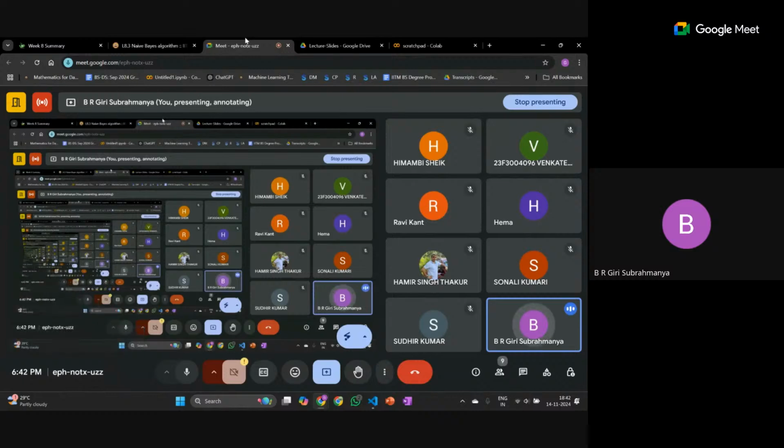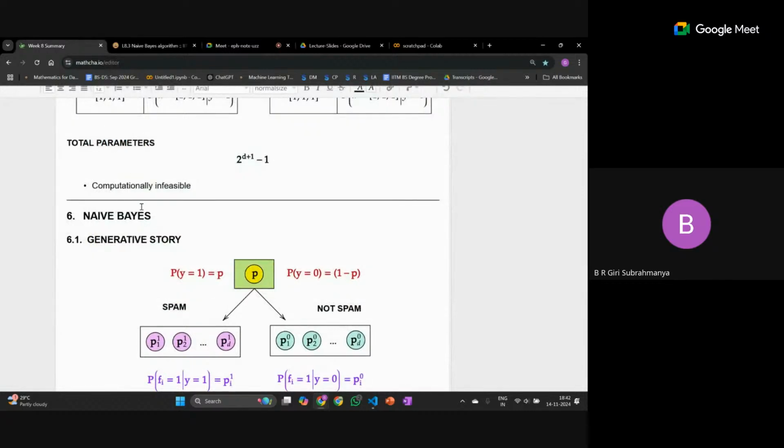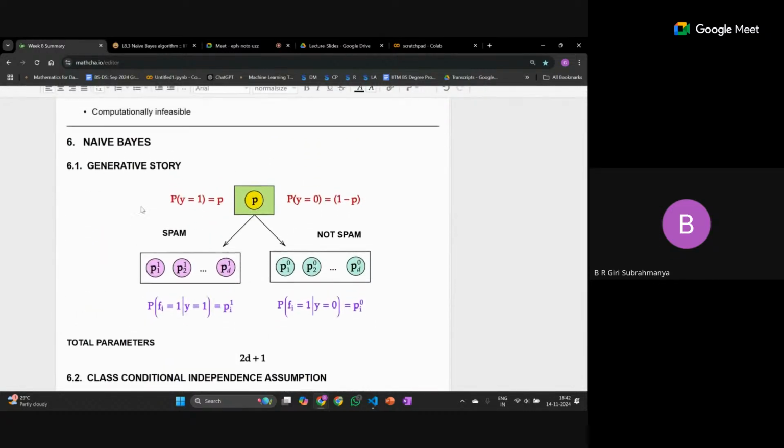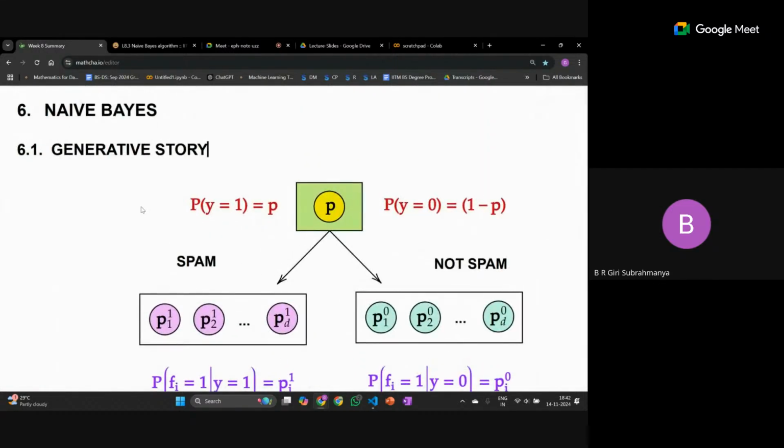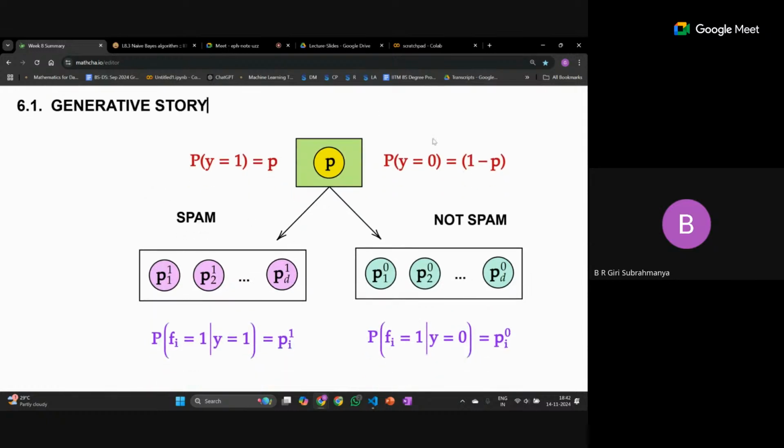So for every word you will check: if it is a spam, what is the probability that this word will be there in the email? And if it is not a spam, what is the probability that this word will be there in the email? So this is what you are going to do. This is the generative story. Based on the coin tosses, the email and the label are going to get generated. That is the assumption we have made.